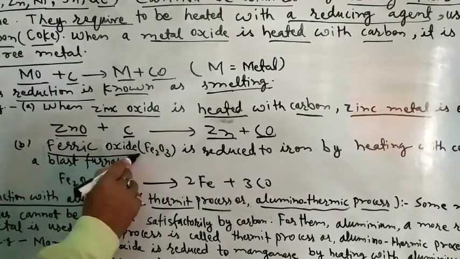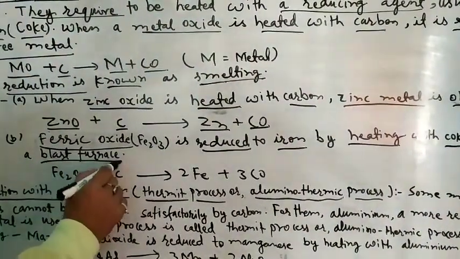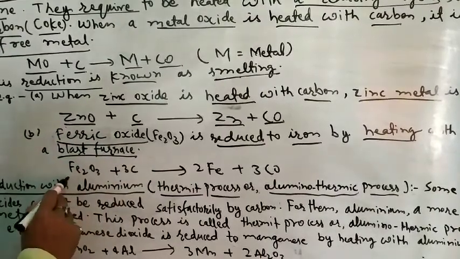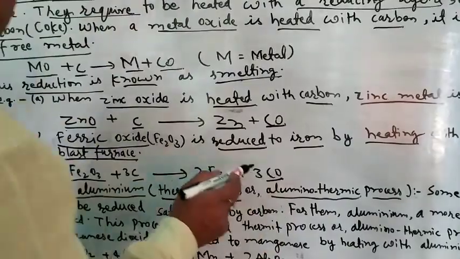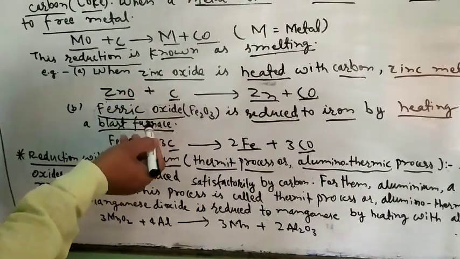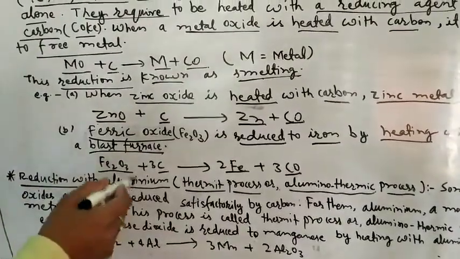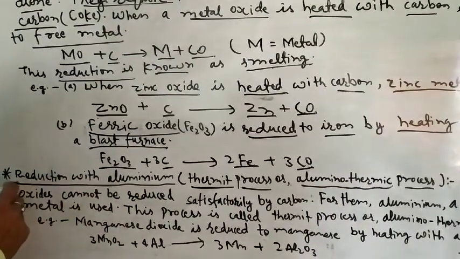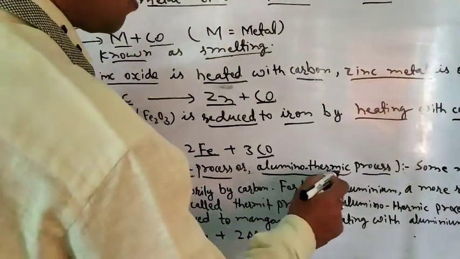Another example, ferric oxide Fe2O3 is reduced to iron by heating with coke in the blast furnace. That is a very special furnace used especially for iron ores. Ferric oxide when heated with coke gives iron and carbon monoxide is also released. So for metals in the middle of the reactivity series we can reduce the metallic oxide using chemicals like carbon, but not all such ores are obtained using coke. So we use aluminium as a reducing agent for these metallic oxides. Reduction with aluminium is also known as the thermit process or aluminothermic process.